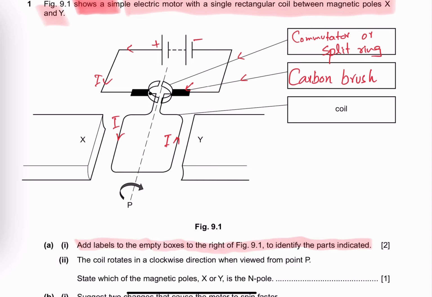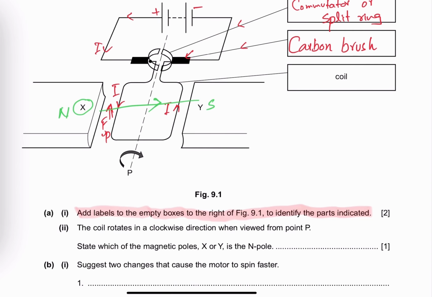So as it's moving clockwise, the force on the left side will be up, and current is going down. So align your thumb upward, your second finger downward. The first finger will indicate you the direction of magnetic field. So the direction of magnetic field is basically like this. This is the magnetic field direction. So this will be a north pole and this will be a south pole. Okay, so X is north, X pole is north pole by applying left hand rule.